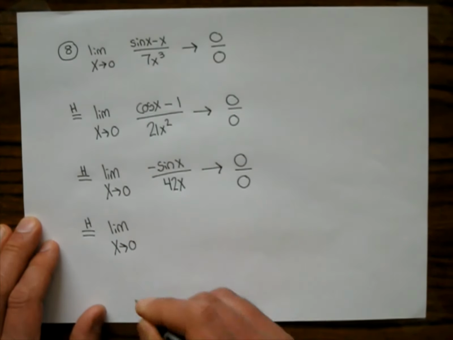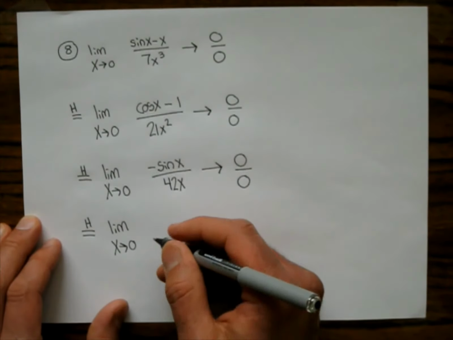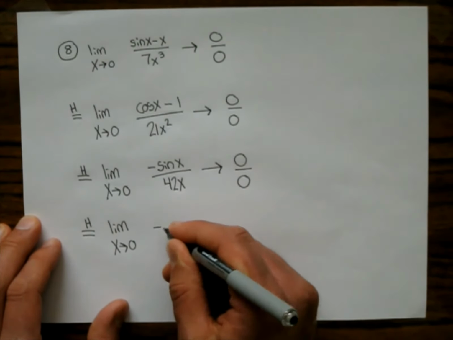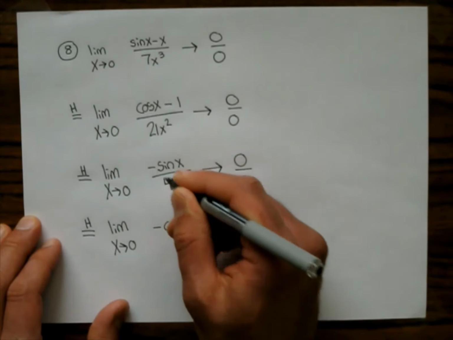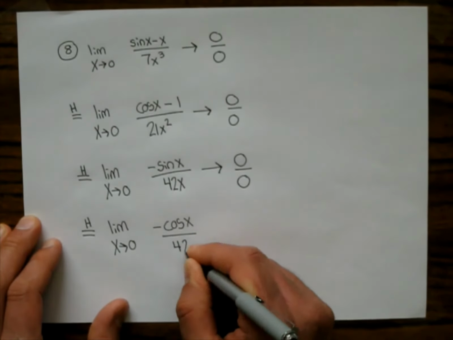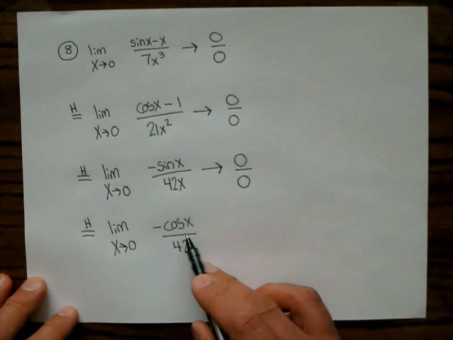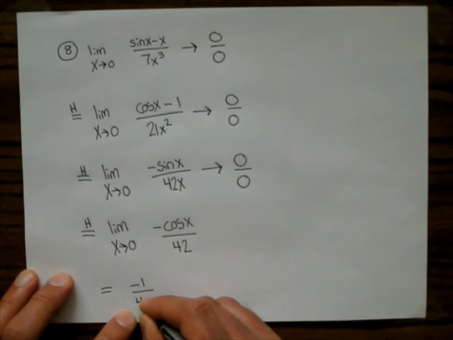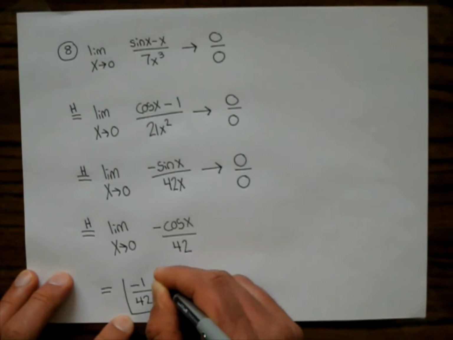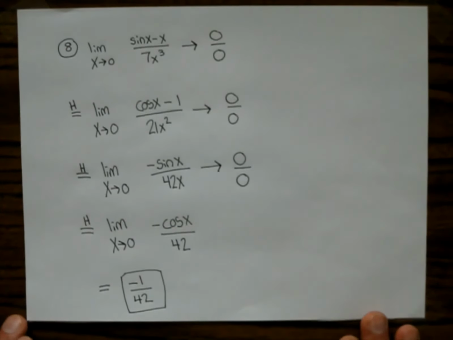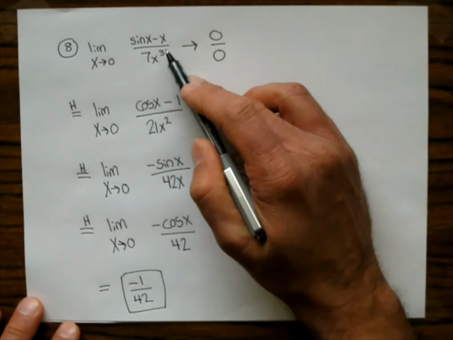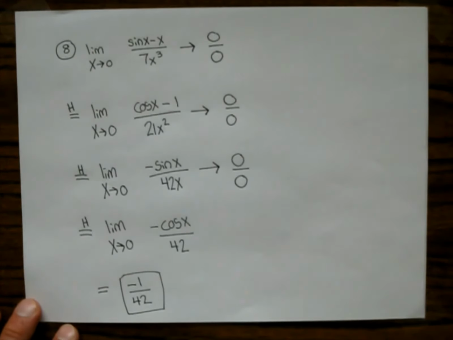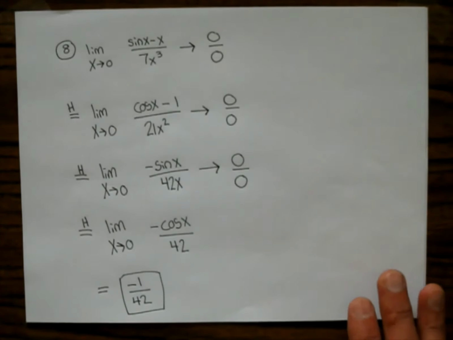The derivative of sine is cosine, so this is going to be negative cosine on the top because of that negative sign. And on the bottom we have 42. I'll go ahead and put 0 in for x on the top. Cosine of 0 is 1. We have negative 1 on the top and 42 on the bottom. So here's a problem where we applied L'Hopital's rule 3 times on a complicated function, and we ended up getting the limit. Okay, let's go ahead and continue doing some of these problems.